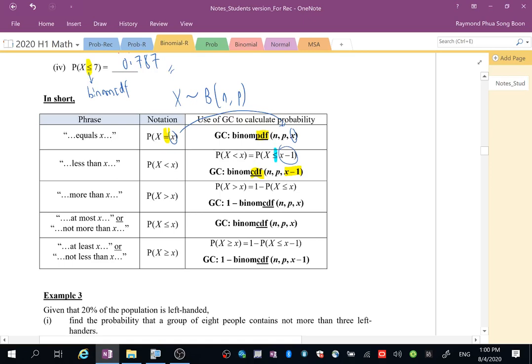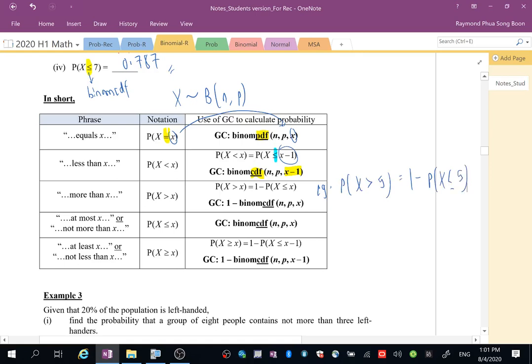How about if the question asks you to find probability more than x? Likewise, your GC binom CDF cannot be used to calculate this inequality, so we have to change it to less than or equals to. So probability x greater than x is equals to 1 minus probability x less than or equals to x. I give you an example. Let's say probability x greater than 5. So it is equals to 1 minus probability x less than or equals to 5.